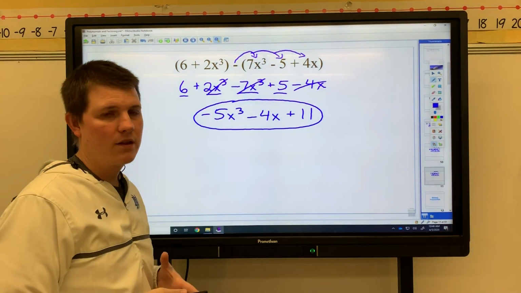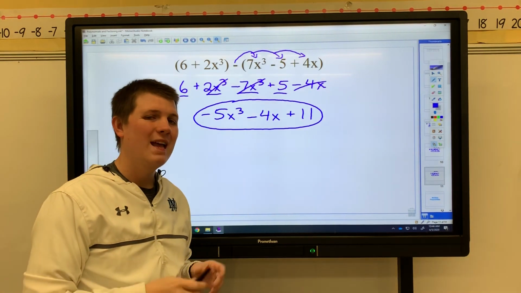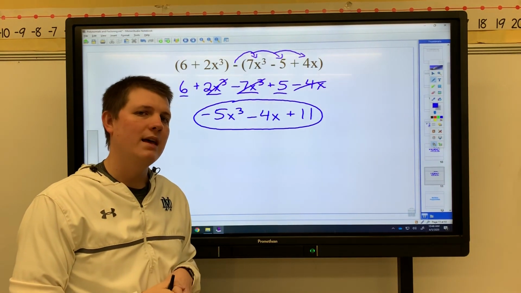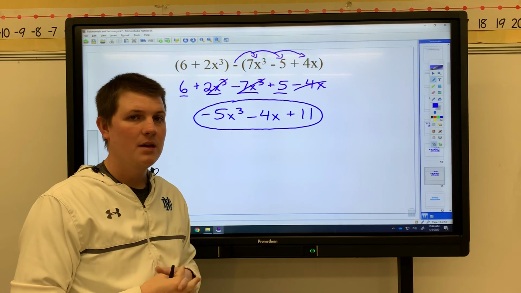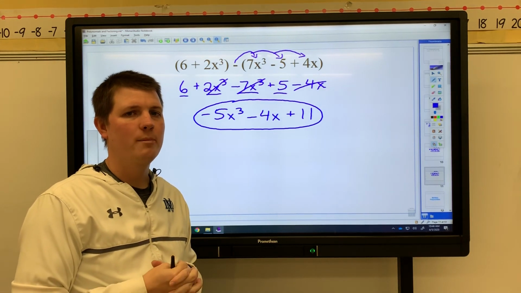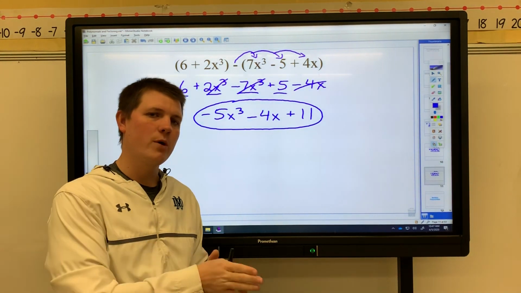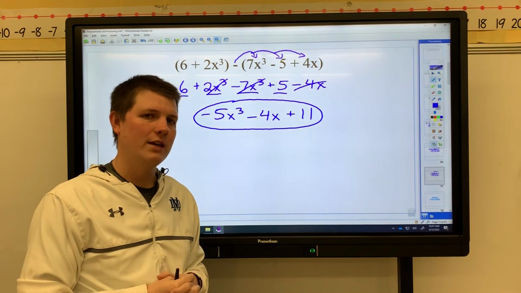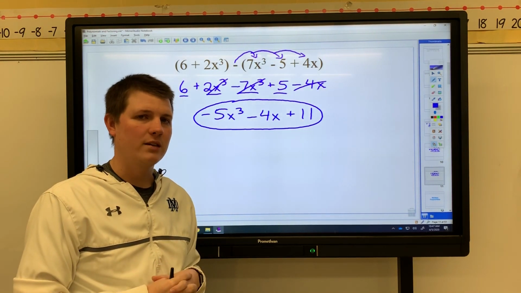Combine your like terms together. Make sure they have the same variable and the same exponent. When you combine them, keep the exponent the same. Make sure your answer is in order by degree from largest down to smallest, and make sure there are no more like terms. That is adding and subtracting polynomials.